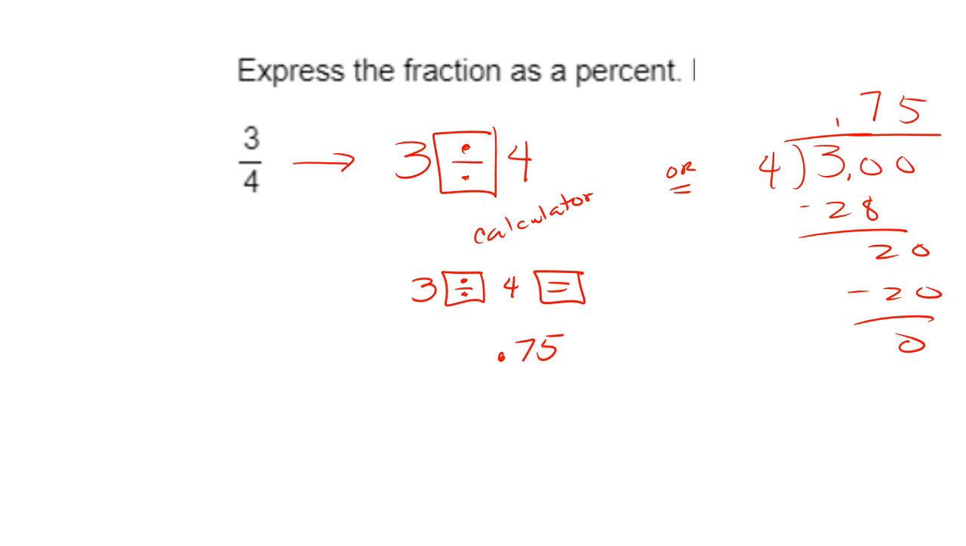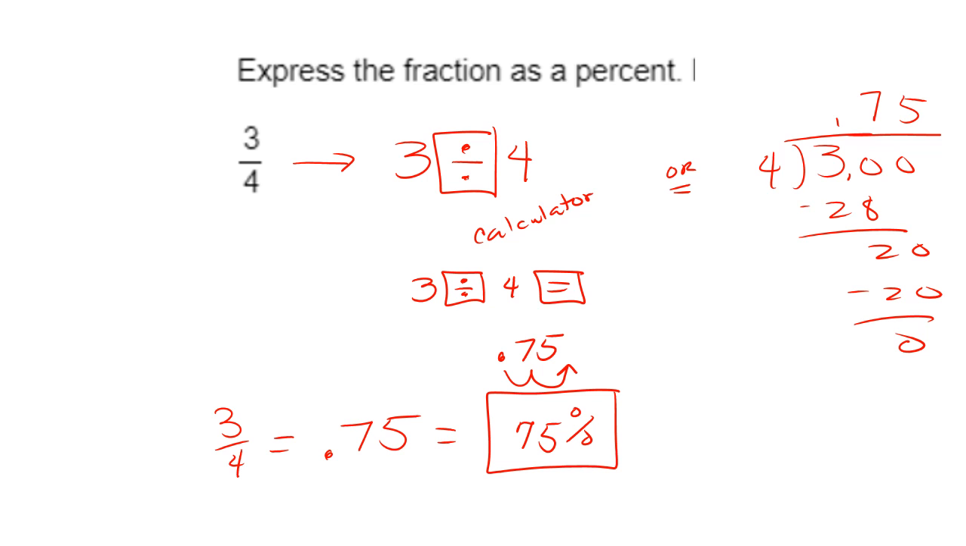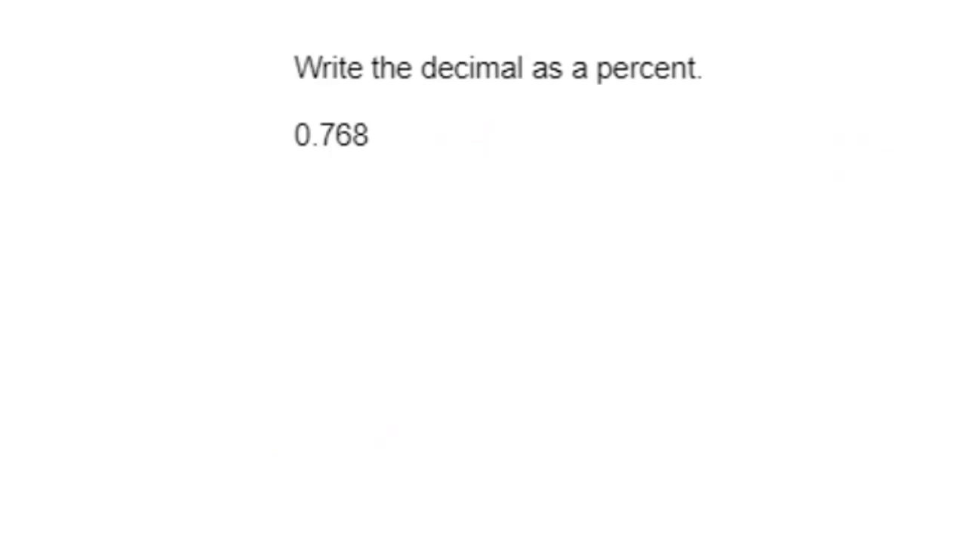This is the decimal, but we want a percent. To change a decimal to a percent, you just move the decimal point over 2 places to the right, and you add in the percent symbol. So the fraction 3/4 is equal to the decimal 0.75, which is equal to 75%. Now here you already have a decimal and you simply want to change it to a percent. Just move that decimal point over 2 places to the right and put the percent symbol.